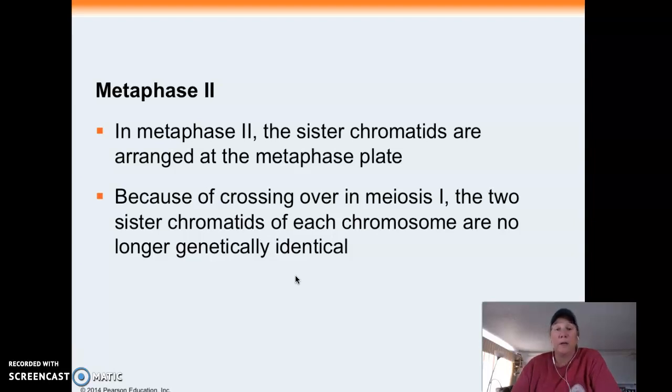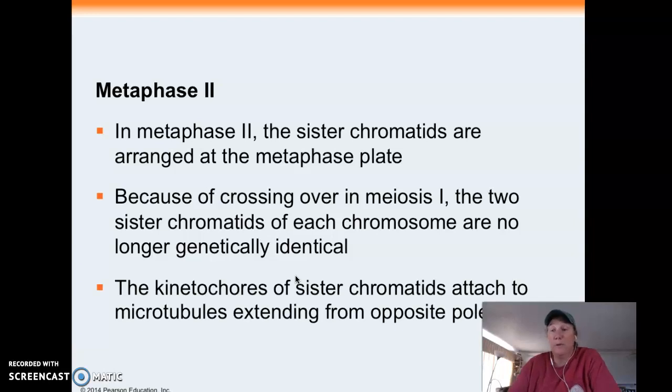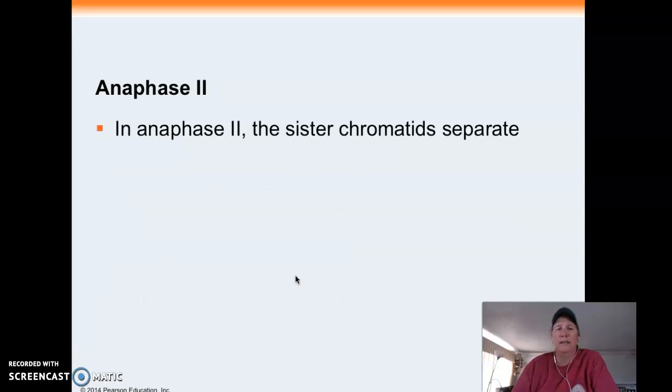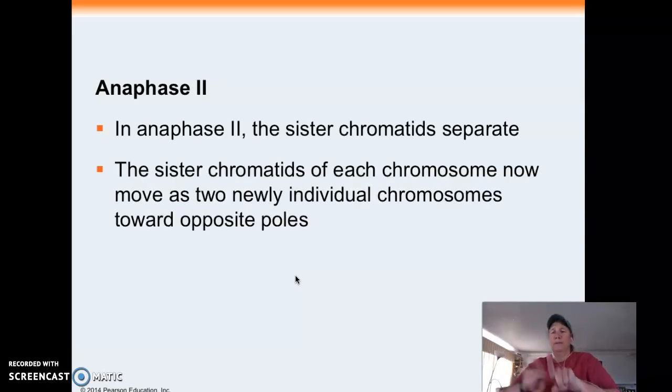But anyway, you got the crossing over, you got your meiosis 1 and meiosis 2. They go through all 4 phases. The big difference is that in meiosis 1, you've got the chromosomes lining up together, and they call those tetrads because there's 4 chromatids. The kinetochores of the sister chromatids attach to the microtubules, and in anaphase they separate. They're like an X here, and then they just pull apart.